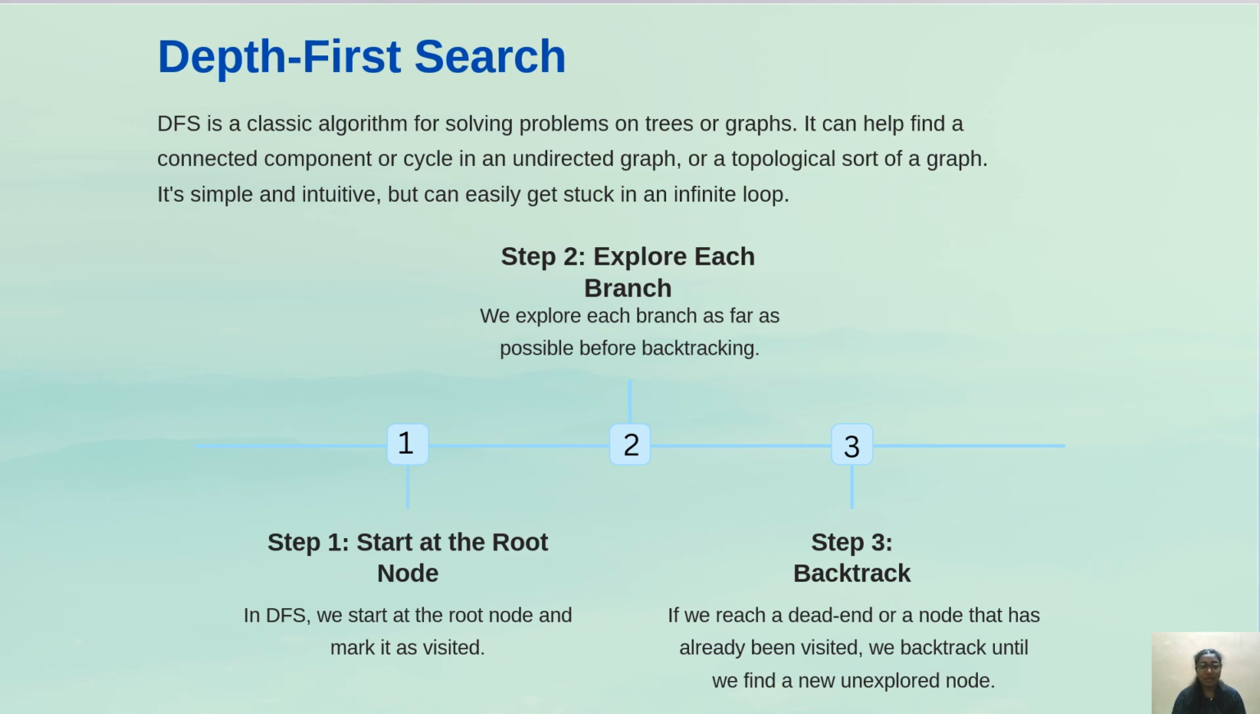Coming to the first type of graph searching algorithm, that is DFS. DFS is a classic algorithm for solving problems on trees or graphs. It can help finding a connected component or cycle in an undirected graph or a topological sort of a graph. It's simple but can easily get stuck in an infinite loop.